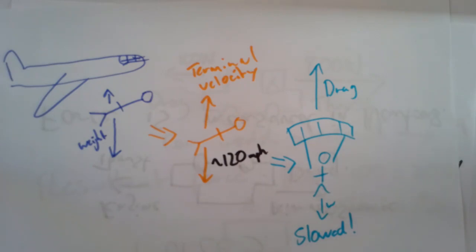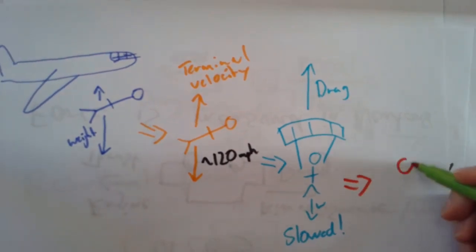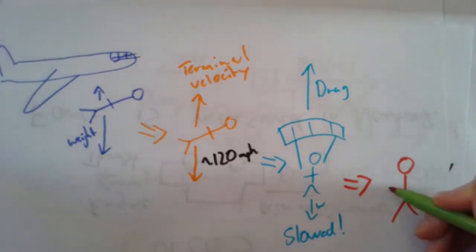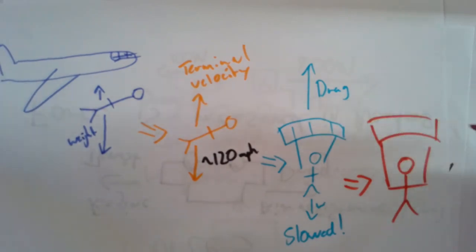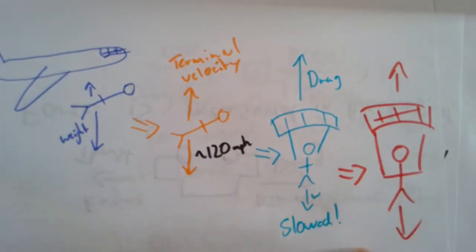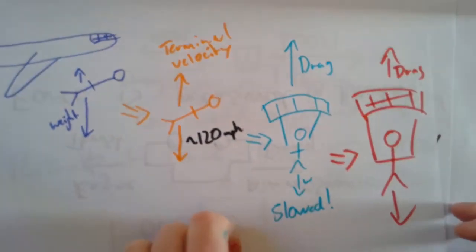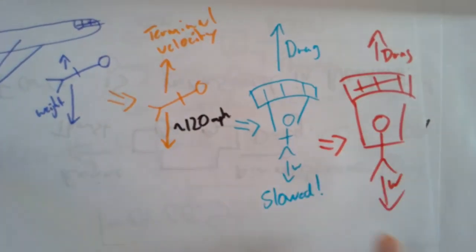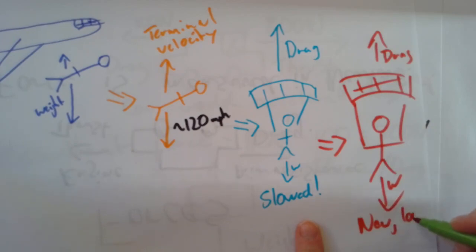After a little while, these forces balance out again, and your parachutist reaches a new terminal velocity. Your forces are balanced again. This is the new maximum speed that they can travel at, and it's a new lower terminal velocity.